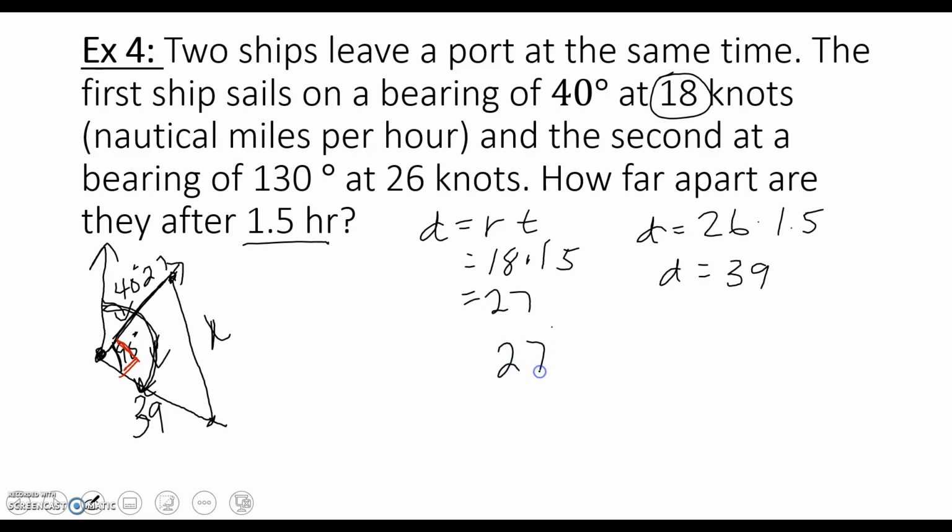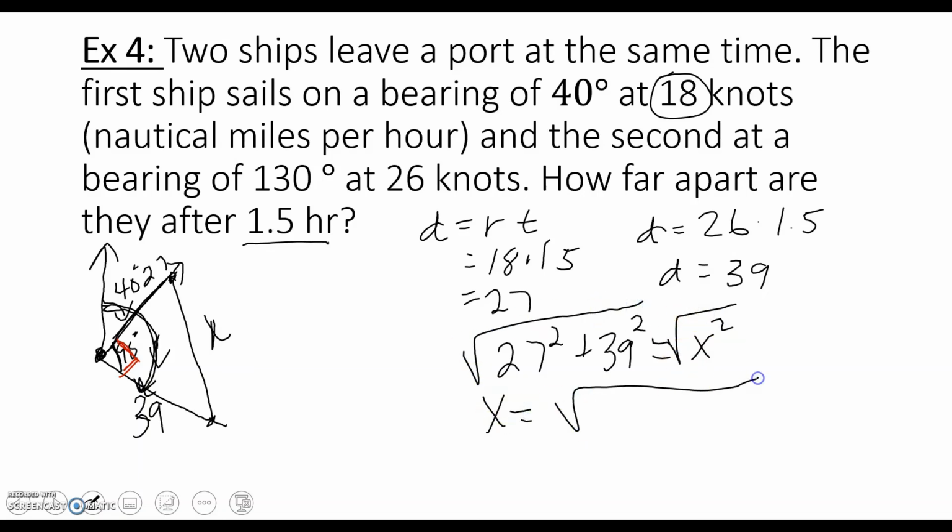So a squared, which is one of the sides squared, plus b squared, which is the other side squared, is equal to our hypotenuse squared, which is our unknown side. So if you want to solve for x, you take the square root of both sides. So again, x is going to be equal to the square root of 27 squared plus 39 squared. And if you put that in your calculator, and round it to the nearest whole number, you get x is equal to 47.